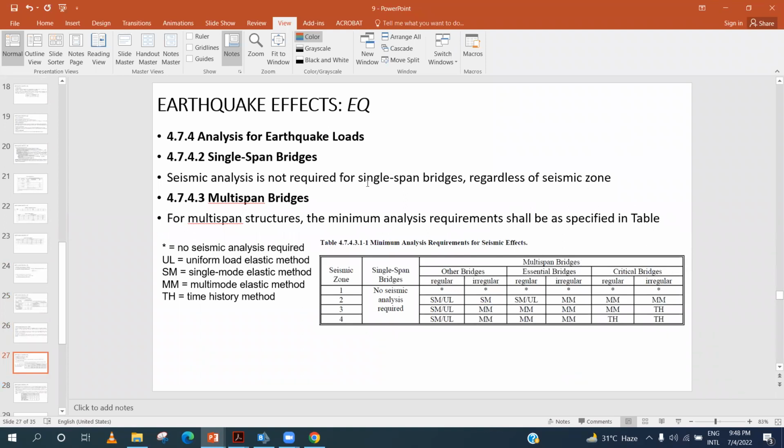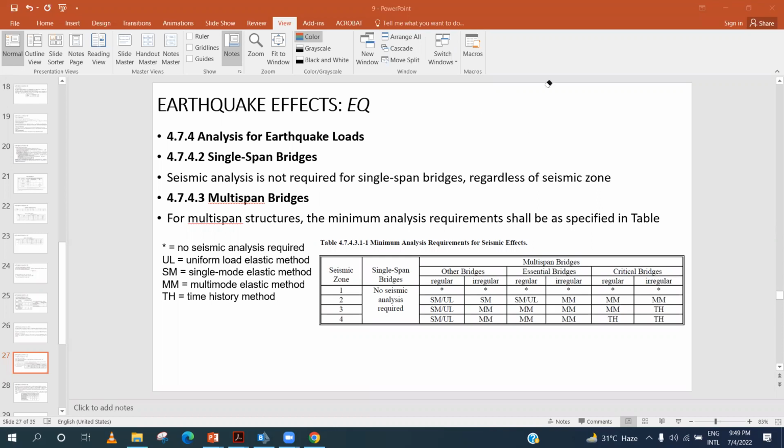One thing more, these recommendations given to us by the code are explicitly mentioned for lengths up to 150 meters. So if your bridge span length exceeds this, then you have to perform analysis based on the opinion of the designer, or sorry, the owner. In that case, you can either perform response spectrum analysis or time history analysis.